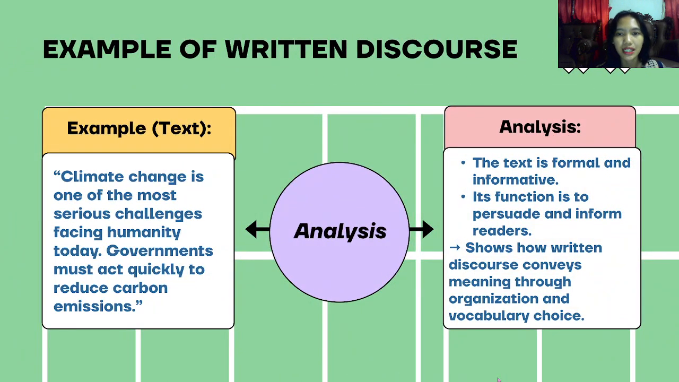Example of written discourse. Example text: Climate change is one of the most serious challenges facing humanity today. Governments must act quickly to reduce carbon emissions. Analysis: the text is formal and informative. Its function is to persuade and inform readers. It shows how written discourse conveys meaning through organization and vocabulary choice.